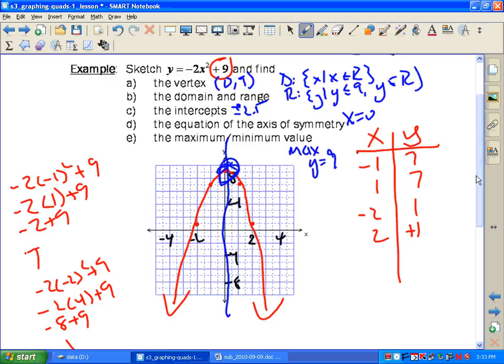And there we go. All right? So that's what we can do for a sketch of negative 2x squared plus 9. We're not really as particular about what it looks like. Okay, we're kind of just estimating a little bit.